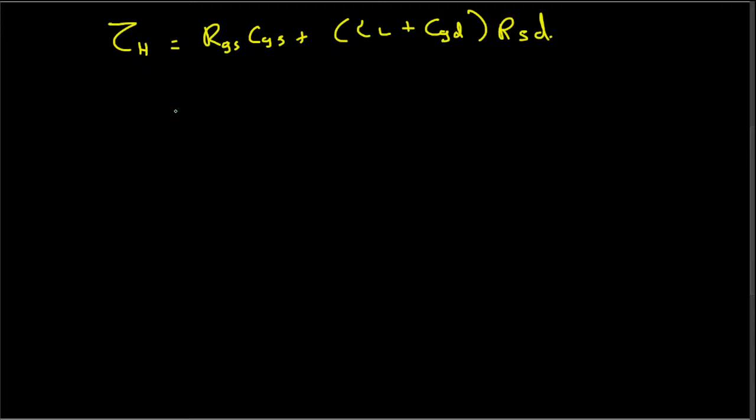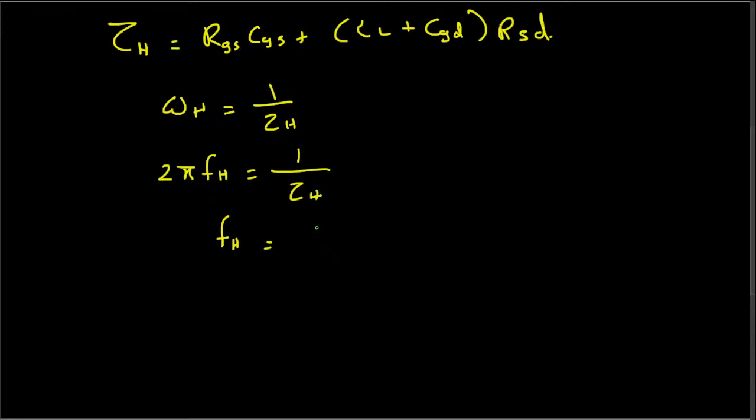In order to find this one out, we can use the open circuit time constant method. In the open circuit time constant method, omega H is equal to 1 over tau H, and this omega H is nothing but 2 pi fH, which is equal to 1 over tau H, and this fH is the 3 decibel frequency. That's what we are interested in finding, and that is equal to 1 over 2 pi tau H. So here we have the expression for tau H, that is RGS CGS plus CL plus CGD times the RST. So we have to just plug it in this equation and solve for this.